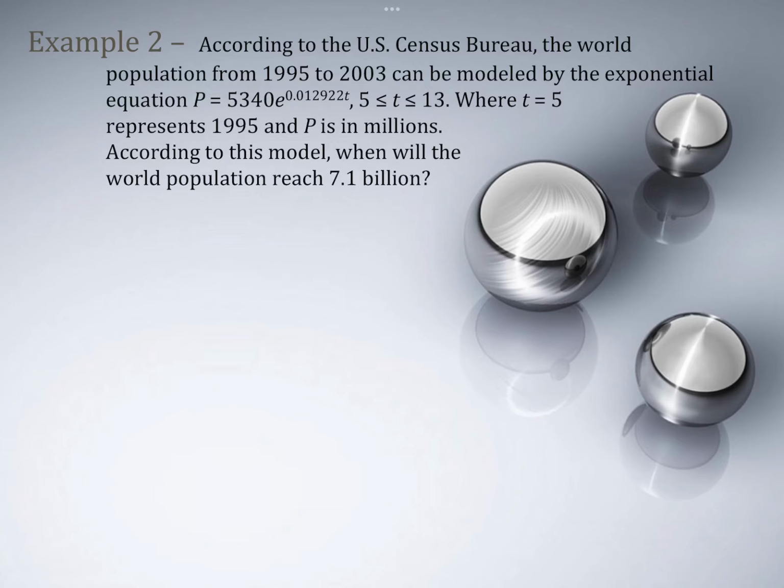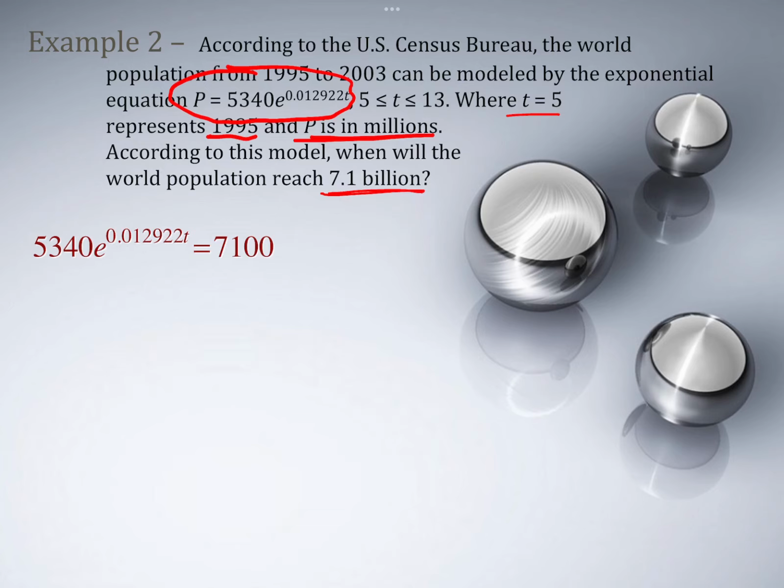Example 2: according to the U.S. Census Bureau, the world population from 1995 to 2003 can be modeled by the exponential equation, and it gives it to us. T equals 5 represents 1995. P is in millions. So according to this model, when will the world population reach 7.1 billion? So here we just need to plug in to our equation, but you have to pay attention to your labels. So our P is in millions, and it gives us 7.1 billion, so we have to change that to millions. So if I change 7.1 billion to millions, it's 7,100.